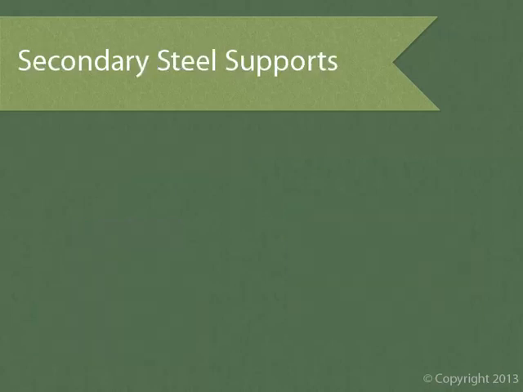We'll next talk about secondary steel. Let me start by clarifying the difference between primary and secondary steel. Primary steel is defined as the steel structure of a building, i.e. the columns and beams, and is provided by the structural steel subcontractor. Basically, if removing a piece of steel would cause the building to fall down, that's a piece of primary steel.